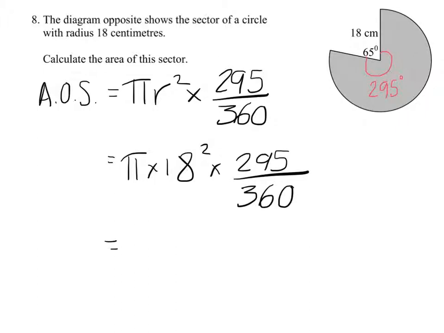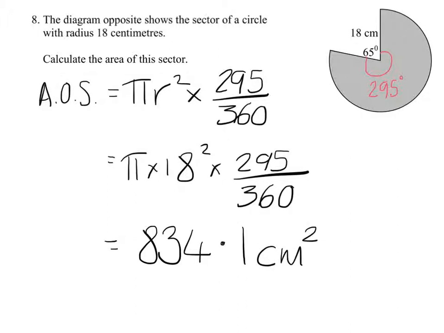If we key that into our calculator, we get an answer of 834 point and then several decimal places. We'll round to 1 decimal place, so our answer is 834.1. So it's area, so it's square centimetres, and our answer was rounded to 1 decimal place.